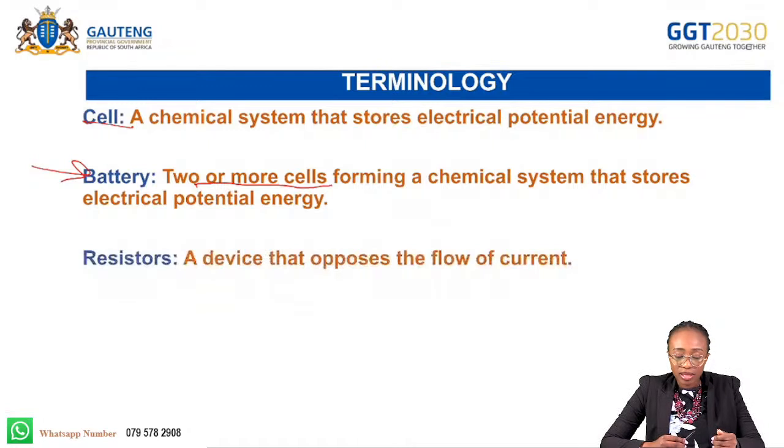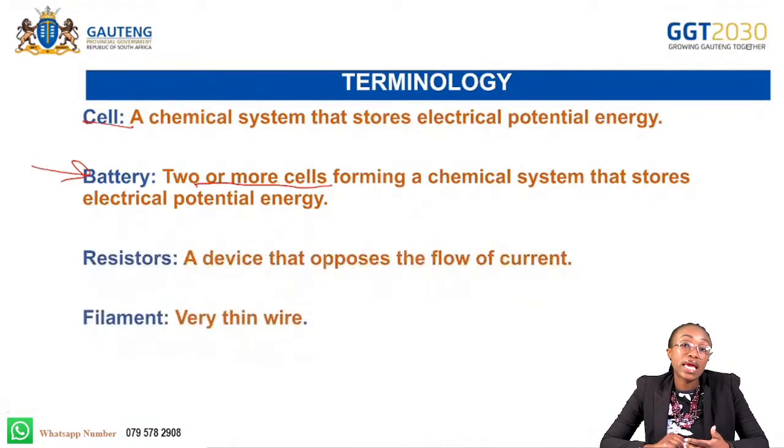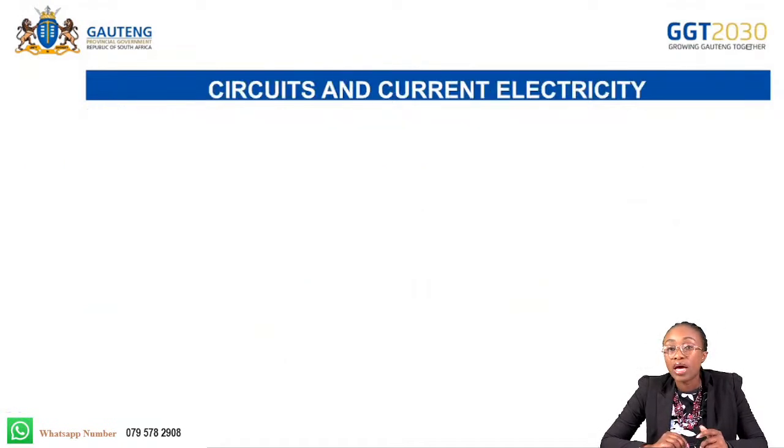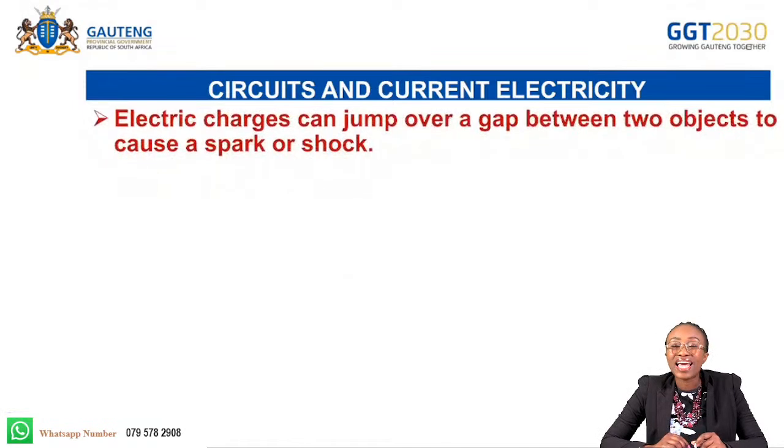Resistors, what are they? This is a device that tends to oppose the flow of current. And then a filament is a very thin wire. Now let's learn about circuits and current.